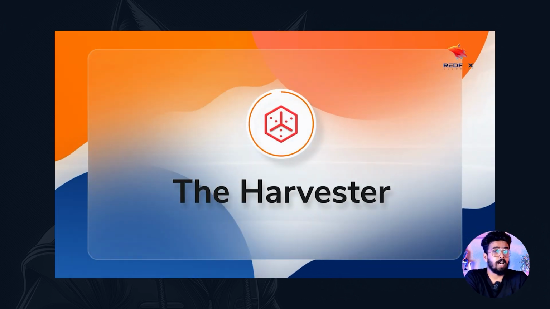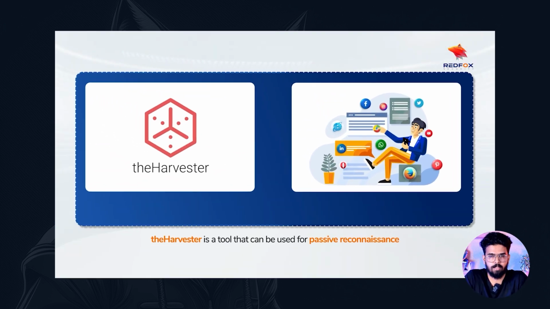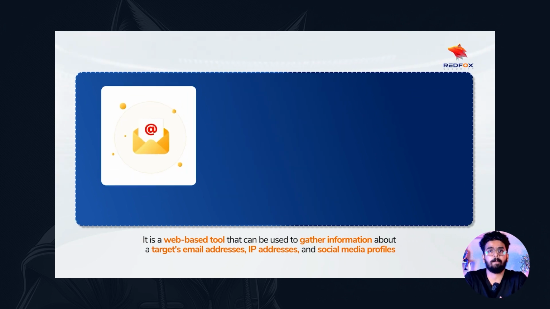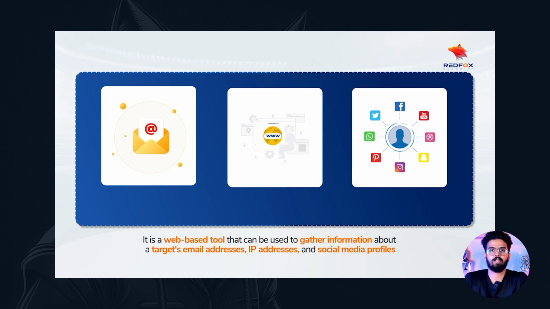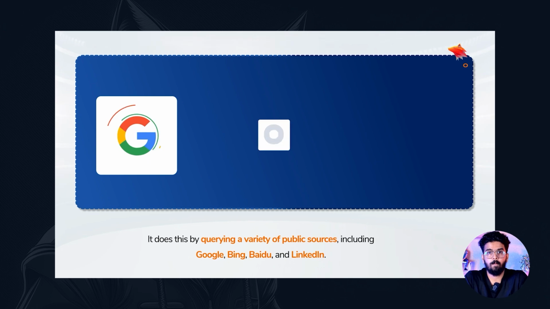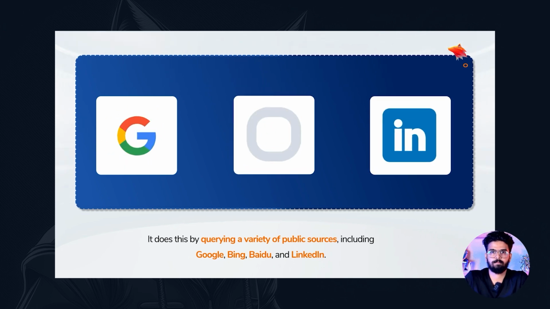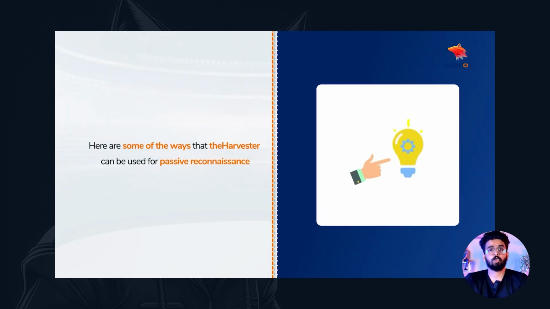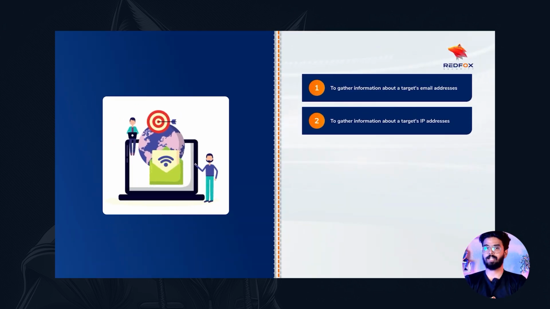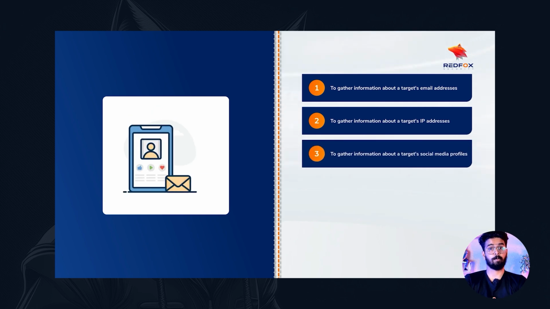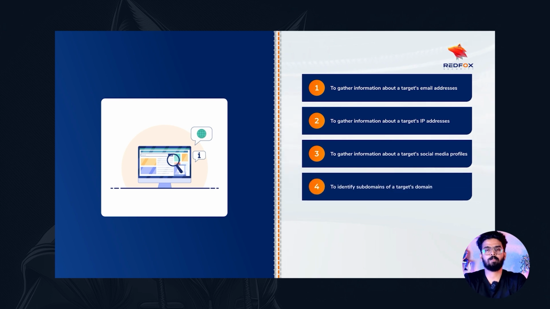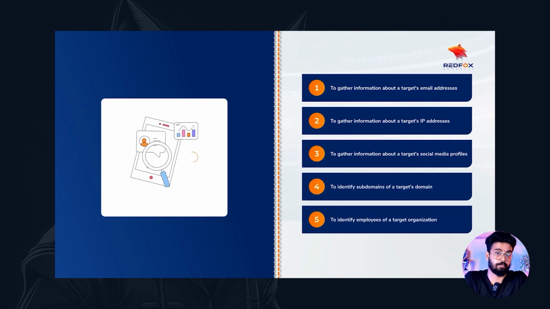Moving on, theHarvester is a tool that can be used for passive reconnaissance. It is a web-based tool that can be used to gather information about a target's email address, IP address, and social media profiles. It does this by querying a variety of public sources, including Google, Bing, Baidu, and LinkedIn. Here are some of the ways that theHarvester can be used for passive reconnaissance: to gather information about a target's email addresses, to gather information about a target's IP addresses, to gather information about a target's social media profile, to identify subdomains of a target domain, to identify employees of a target organization.